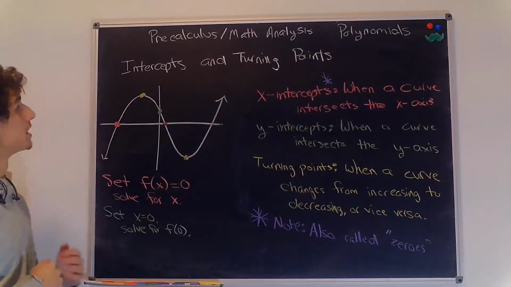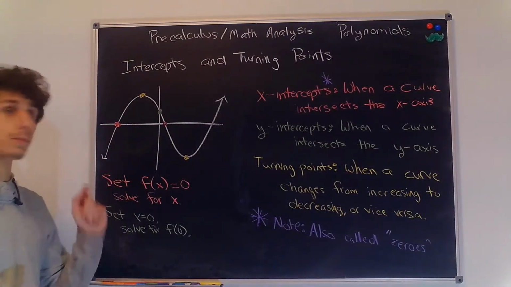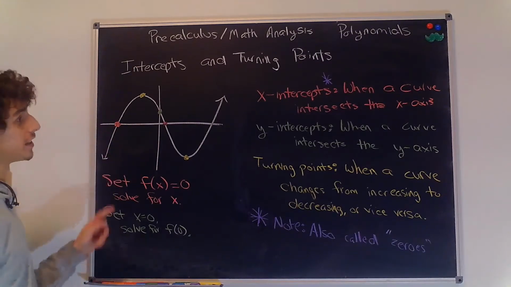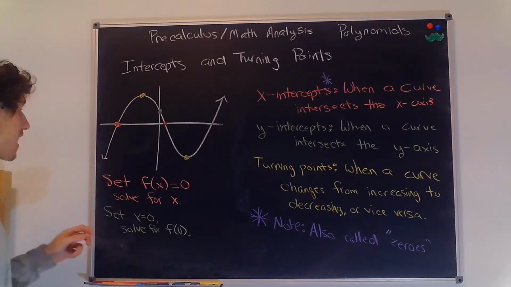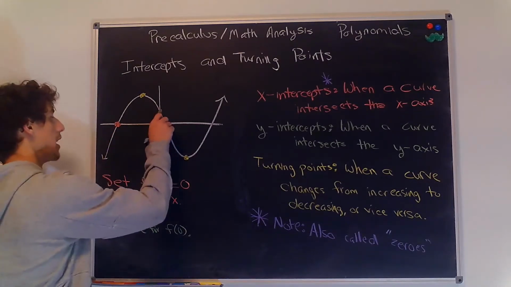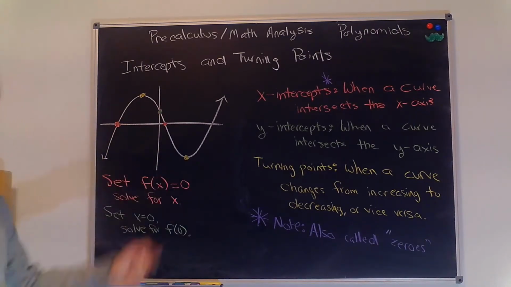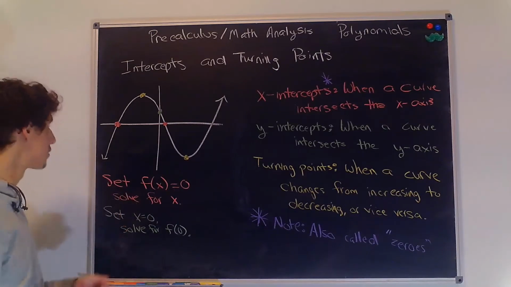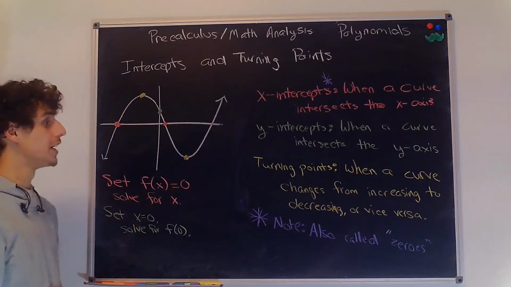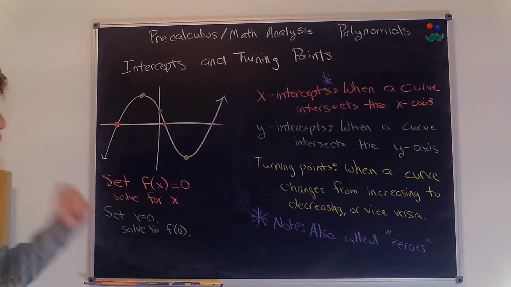In this video, we're going to talk about intercepts and turning points of polynomial functions. An x-intercept is defined as when a curve intersects the x-axis, and here we have two of them, one right here and one right here. Y-intercepts are when a curve intersects the y-axis, which we have one right here. And turning points are when a curve changes from increasing to decreasing or vice versa.